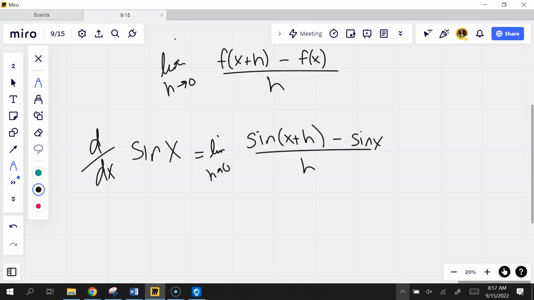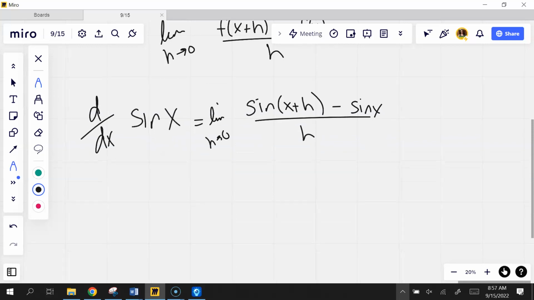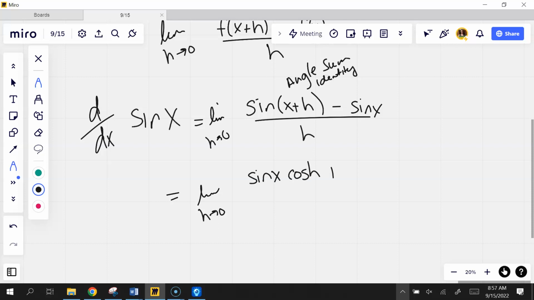What is the sign? How can I expand that out? It should be the angle sum identity. So the limit is h goes to 0. There you go. The minus sine x is still there.